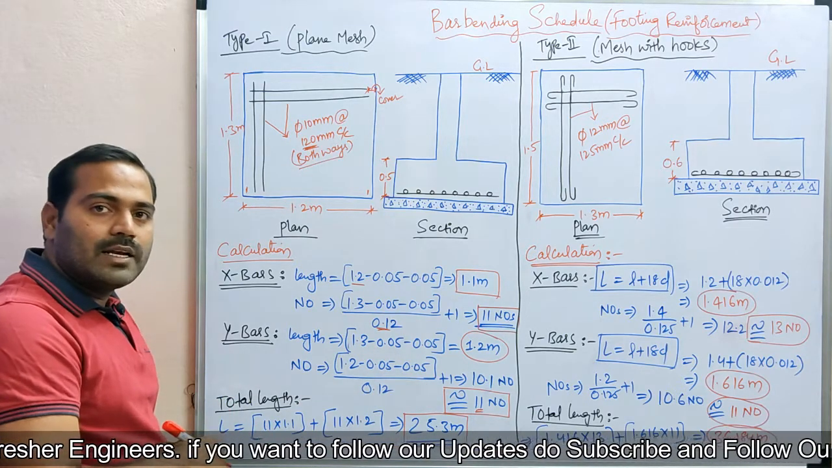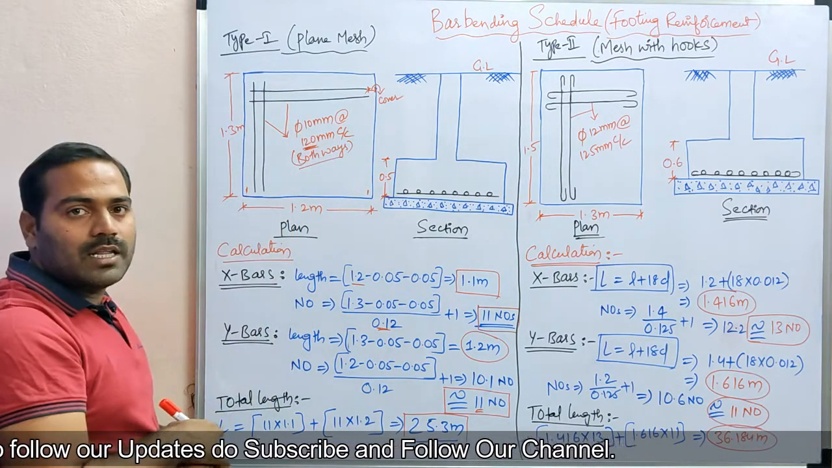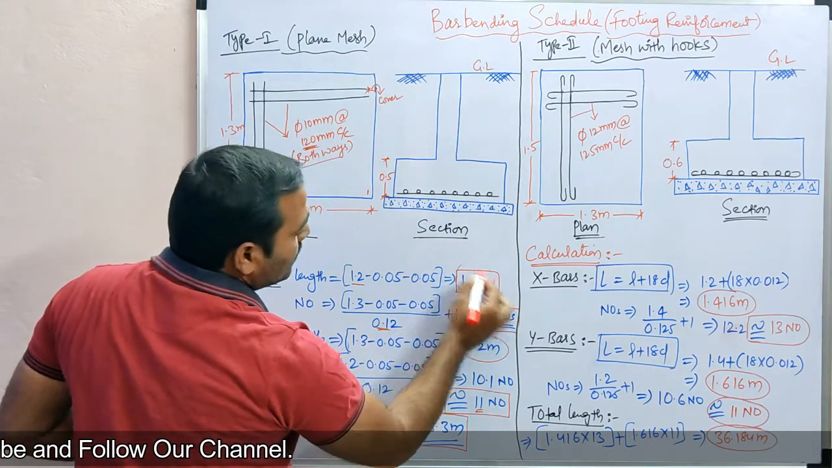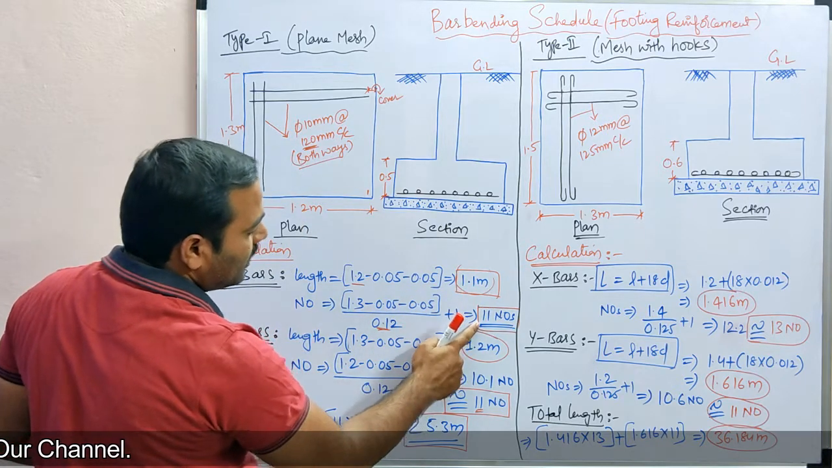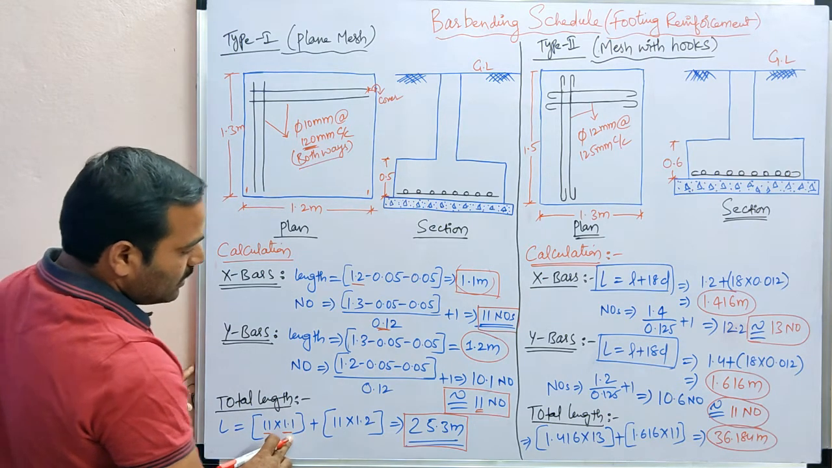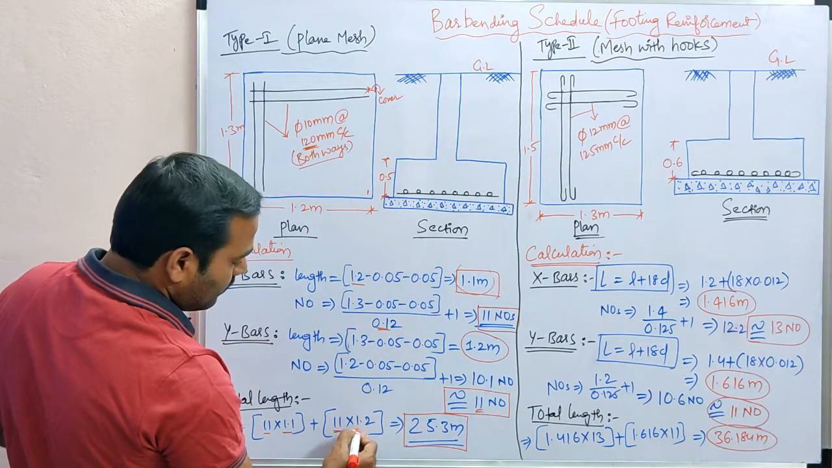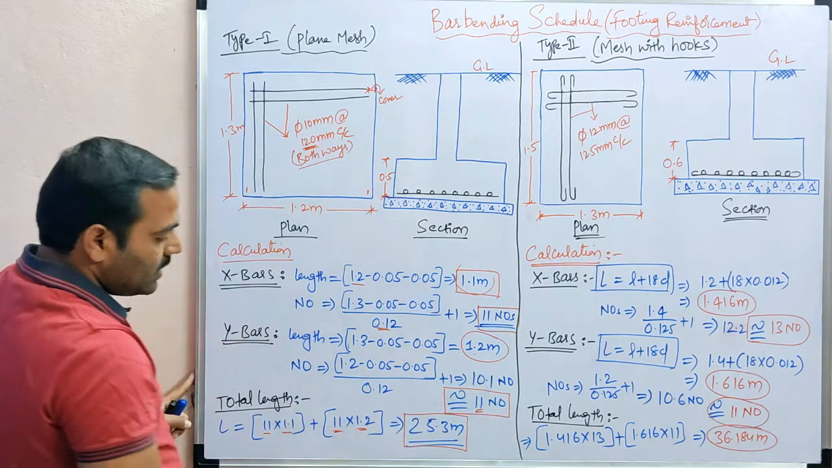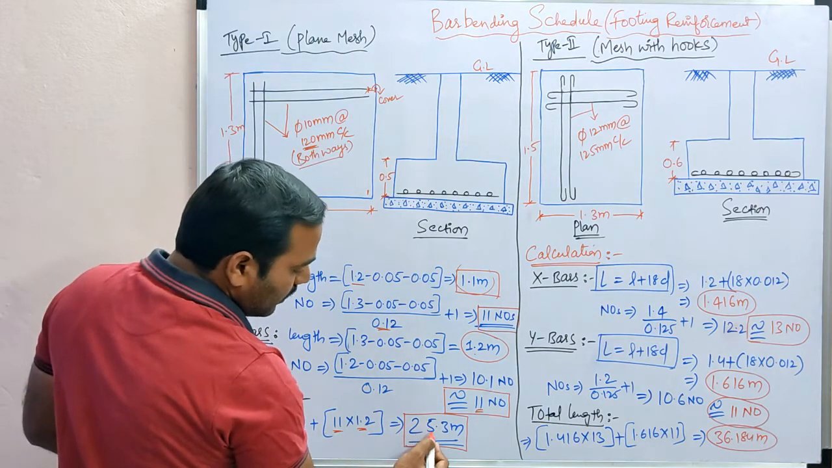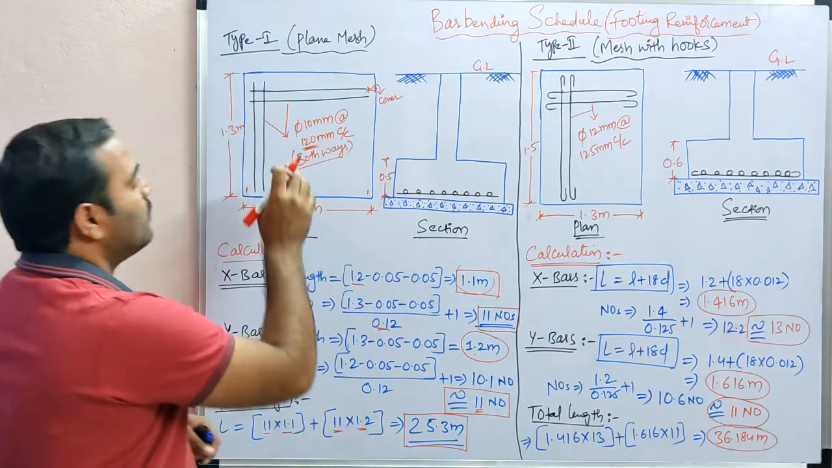Now I want to calculate the total length, that means the x direction bars' total length and the y direction bars' total length, because the diameter is the same. So what I have to do: 1.1 is the one bar length and the total number of bars is 11. So 11 bars into 1.1 meter is the length of each bar. Next, for y bars, 11 bars multiplied by 1.2 meter is the each bar length. If we do this calculation, we will get 25.3 meters as the total length of bar required for this complete footing.